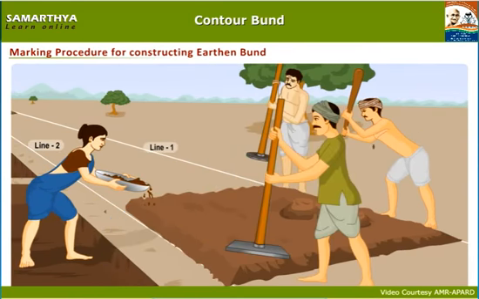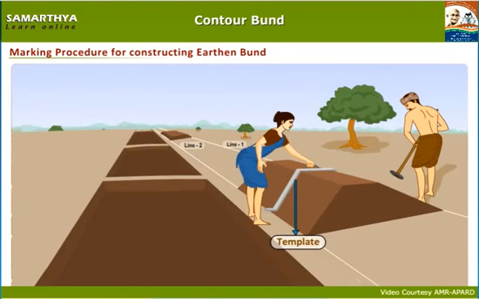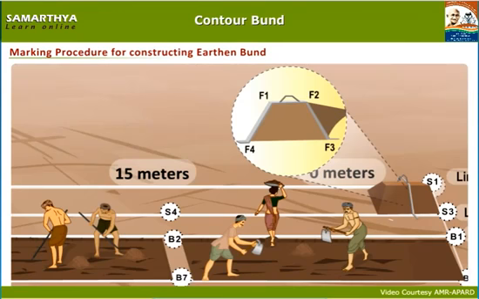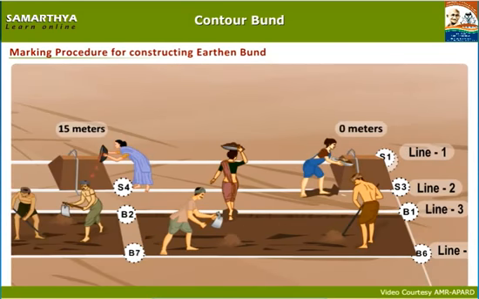A template is used in constructing the earthen bunds with established top width, bottom width and height. Let us say the edges of the templates are F1, F2, F3 and F4. Two templates of 0.72 square meters cross-section area. Keep one at 0 meters and one at 15 meters and keep the bottom edges straight at the center of F1 and F2.